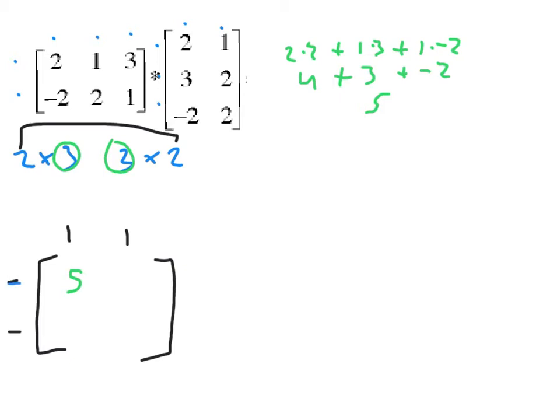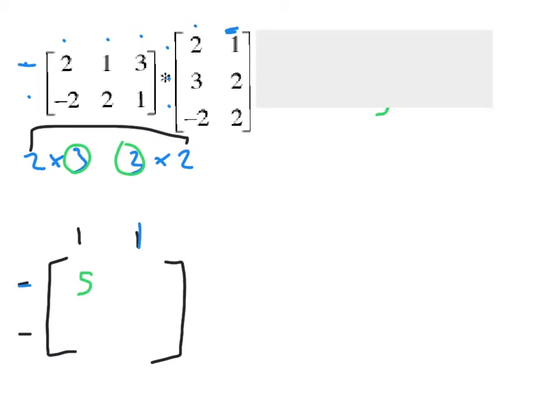Next spot, first row, second column. First row, second column. That says 2 times 1 plus 1 times 2 plus 3 times 2. So 2 plus 2 plus 6. That's 4 plus 6 is 10.